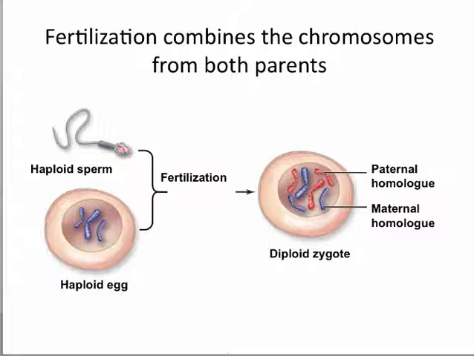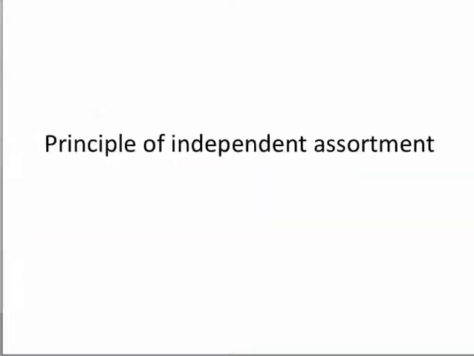So we go from having 2 sets of genetic information to just having 1 set, and that will be called a haploid cell. And this allows fertilization, and fertilization will restore the diploid stage. The second principle from Mendel is the principle of independent assortment. Now this principle has to do with when we're looking at more than 1 gene at the same time.